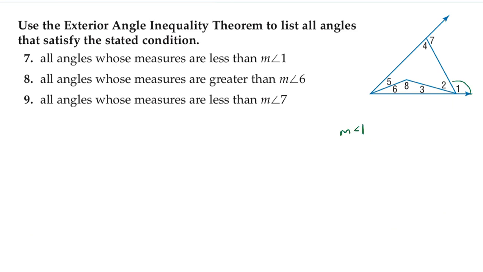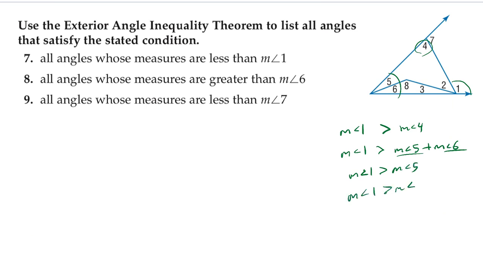So the measure of angle 1 is bigger than, and it's the exterior angle of this, so it's bigger than the measure of angle 4. And the measure of angle 1 is bigger than the measure of angle 5 plus the measure of angle 6. So if it's bigger than positive plus positive, that means the measure of angle 1 is bigger than the measure of angle 5, and the measure of angle 1 is bigger than the measure of angle 6.